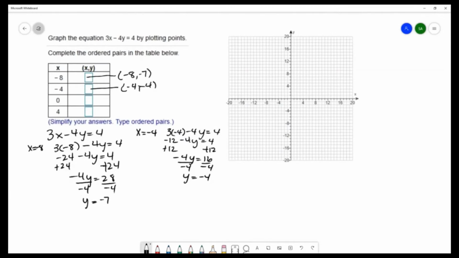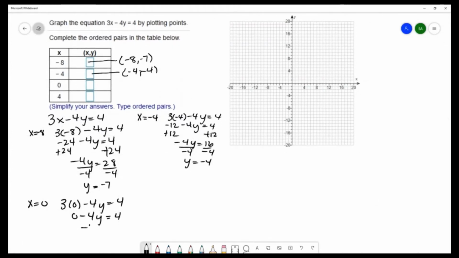The next x is x equals 0. I have 3 times 0 minus 4y equals 4. 3 times 0 is 0. And this simplifies to be negative 4y equals 4. I'll divide both sides by negative 4, and y equals negative 1. So that gives an ordered pair of 0, negative 1.